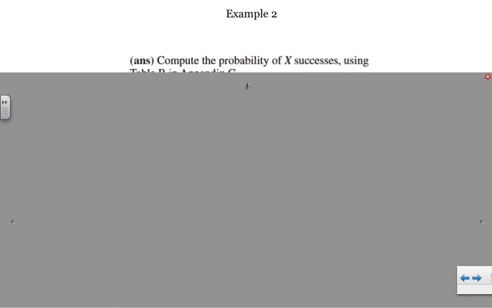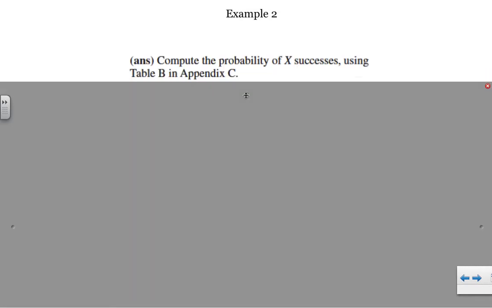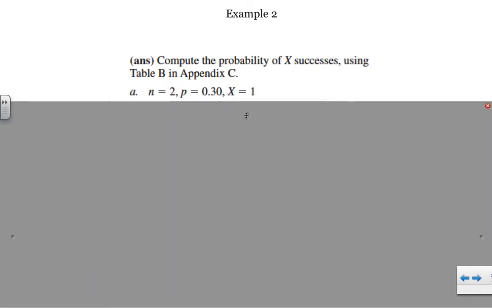Example 2. Compute the probability of X successes using the table in the appendix. So we are going to do these problems. You can use either a table or a formula. I actually have examples of the table in these notes, so you can just look at them. Let's look at what each of these numbers mean. n equals 2 is how many trials we're going to perform. We're going to do an experiment. We're going to perform 2 trials.